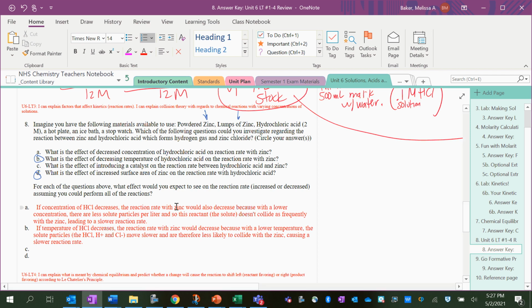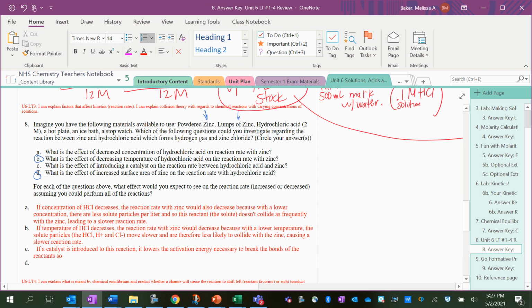What's the effect of introducing a catalyst between the hydrochloric acid and the zinc? If a catalyst is introduced to this reaction, it lowers the activation energy necessary to break the bonds of the reactants so the reaction can take place. This results in a faster reaction rate.